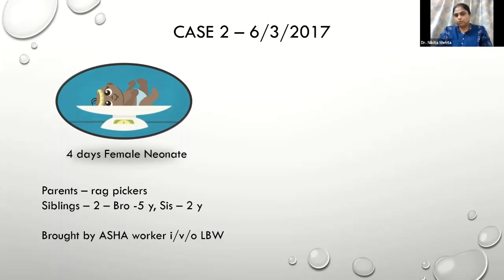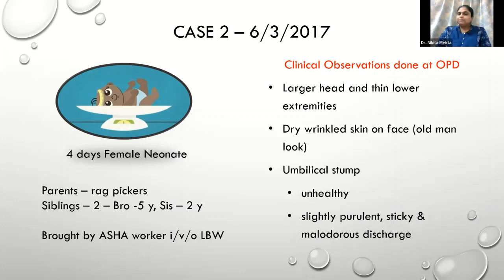So we made a few clinical observations at the OPD. The baby's head was larger comparatively to the thin lower extremity. There was dry wrinkled skin on the face, and the umbilical stump was very unhealthy, and there was a slight purulent, sticky and malodorous discharge coming from it.